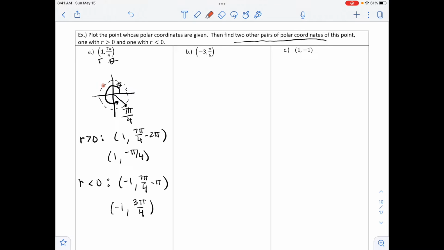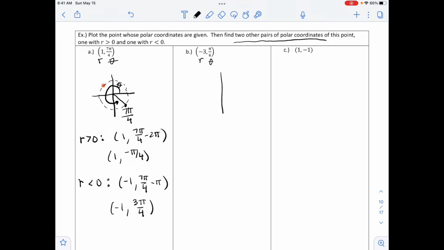Plotting that 3π over 4, since the radius is negative when we rewrote it as negative 1, that point is going to reflect through the pole and into quadrant 4, which is where that original point (1, 7π/4) is. So we have another example, B. This time r is equal to negative 3 and theta is equal to π over 6.